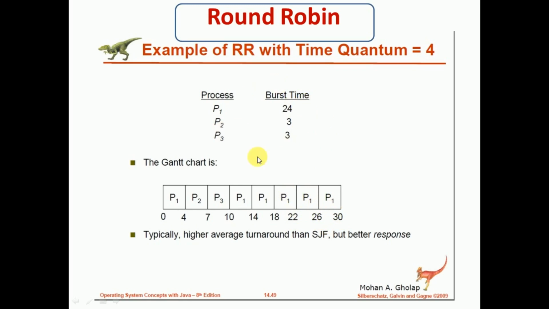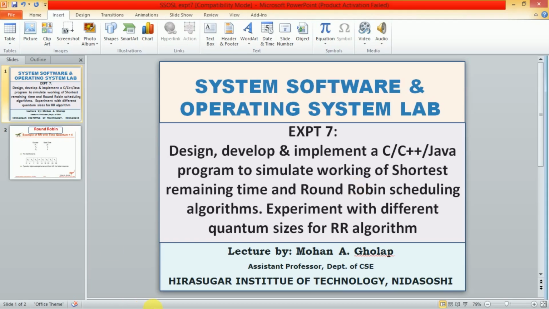So here your process will stop. In this way the round robin scheduling algorithm will work. Now we'll see the program, how exactly these things are implemented in our program.